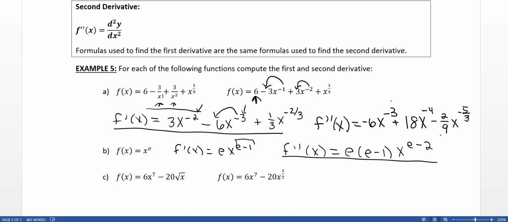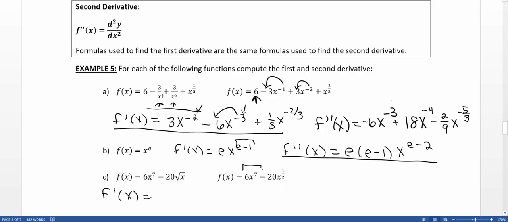Part C. So we have 6x to the 7th minus 20 square roots of x. Again, we want to get rid of that square root so that we can actually have a number to work with. So we rewrite the last term as 20x to the 1/2 power. So now, when we want to find our first derivative, we're going to go term by term.